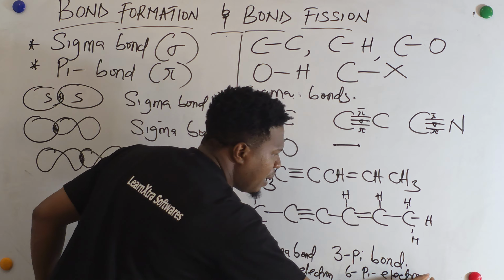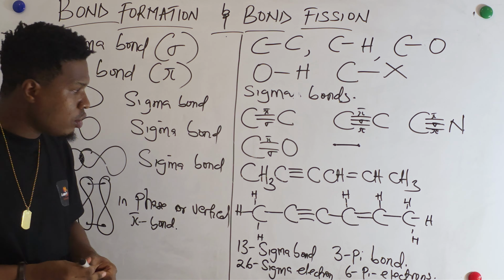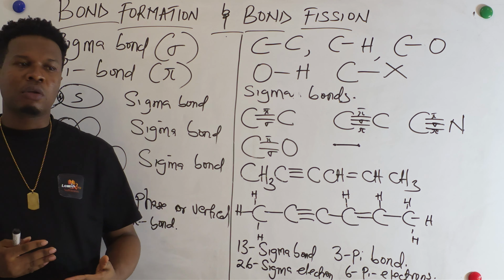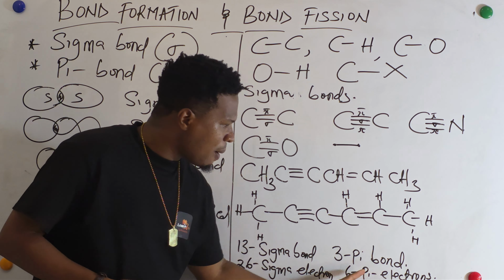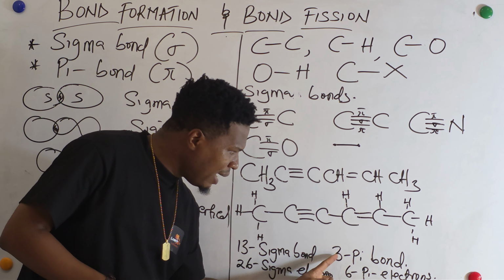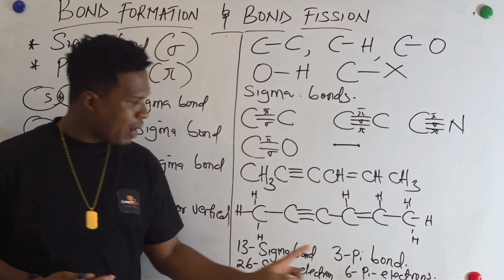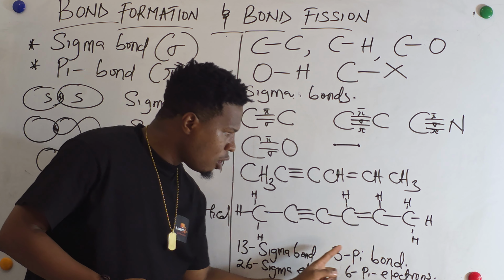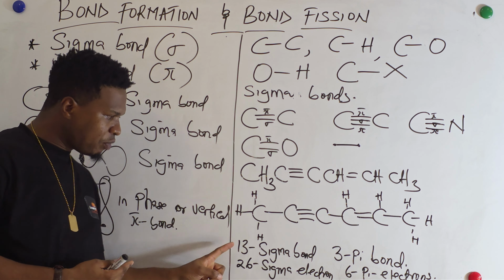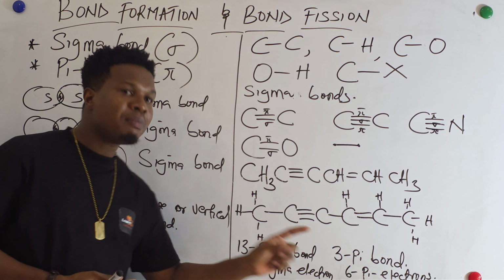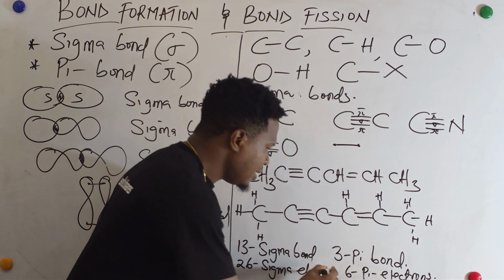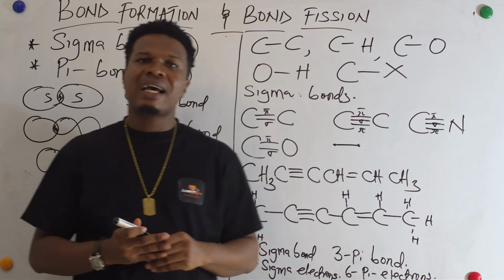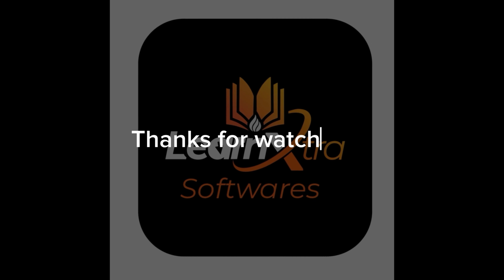So take note, if you are being asked to find the number of electrons in the sigma bonds you have gotten, multiply it by 2, and it becomes the sigma electrons. If you are asked to find the pi electrons, it means the pi bonds times 2. So pi bonds times 2 will give you 6. So you have 6 pi electrons but 3 pi bonds. We have 13 sigma bonds but 26 sigma electrons inside this compound. So this is how we calculate sigma bonds and pi bonds inside a molecule.